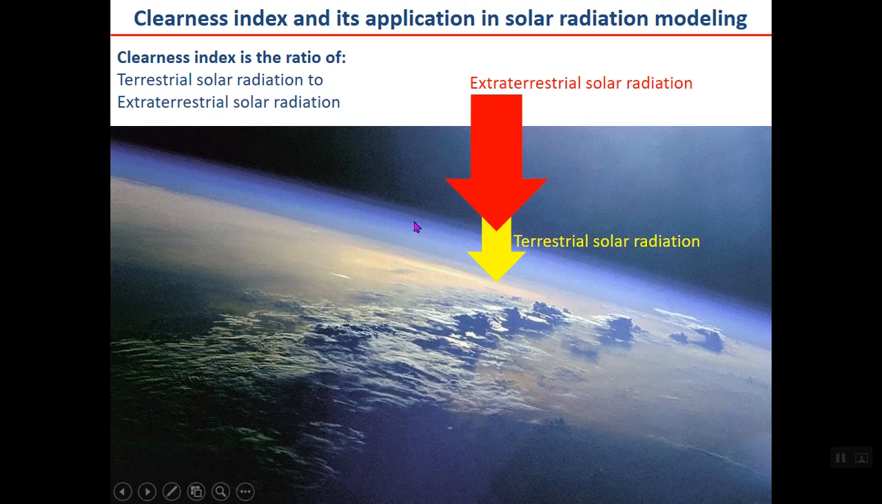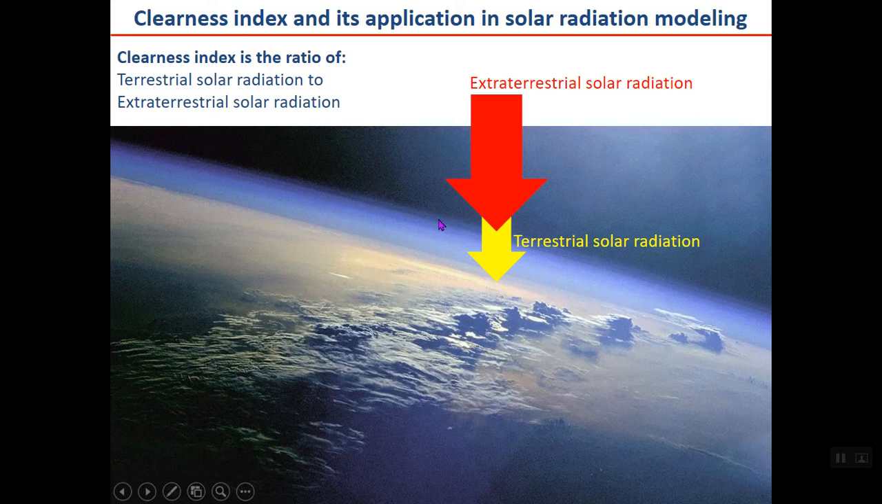Suppose that this area here to here is the atmosphere, Earth atmosphere. You may remember that the solar radiation at the top edge of the atmosphere is named extraterrestrial solar radiation, and the radiation on the Earth is named terrestrial solar radiation. Clearness Index, in simple terms, is the ratio of terrestrial solar radiation to extraterrestrial solar radiation. Once more, Clearness Index is the ratio of terrestrial solar radiation, or radiation on the Earth's surface, to extraterrestrial solar radiation, or the radiation at the top edge of the atmosphere.